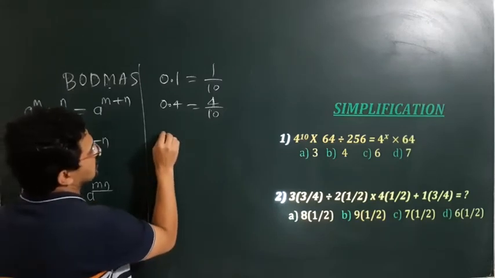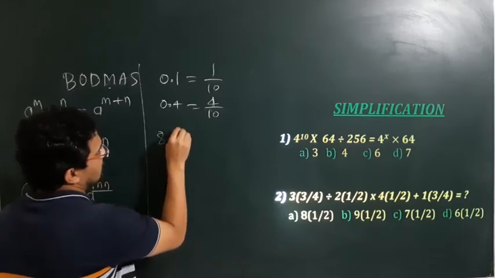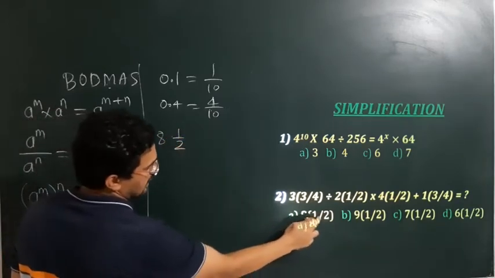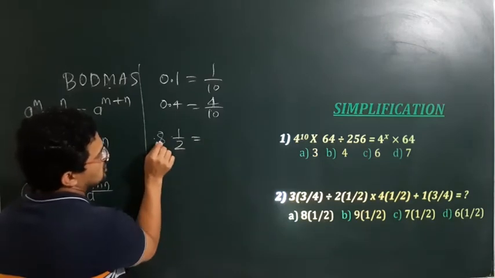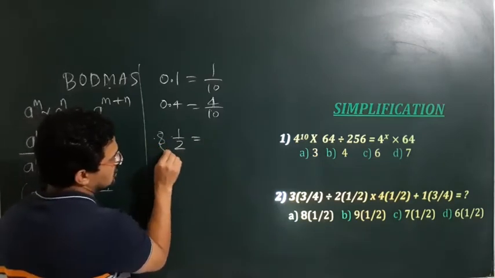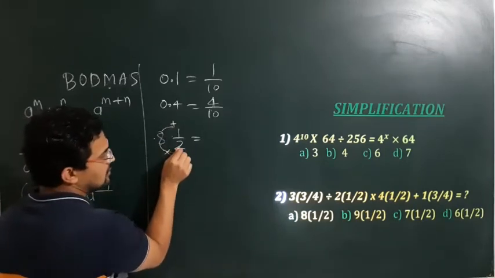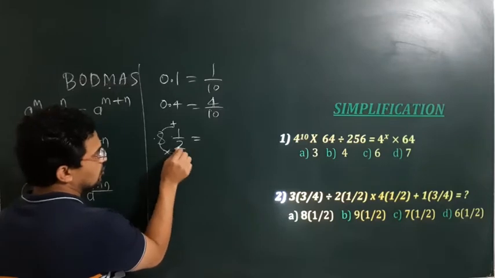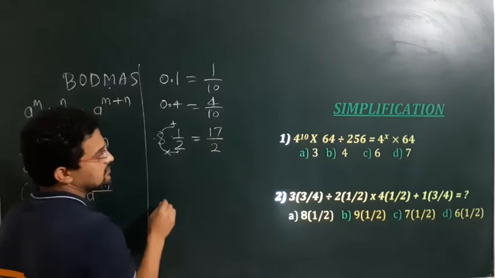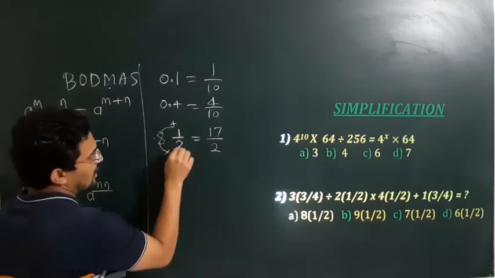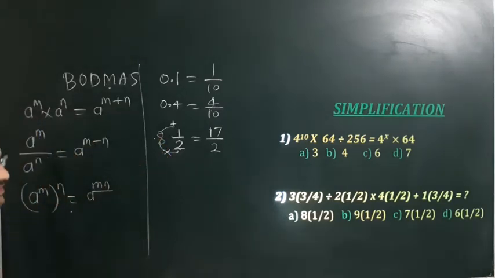Now, if the number is written as 8 and a half, you just multiply 8 by 2 and then add 1. That means 2 eights are 16, 16 plus 1 is 17, divided by 2 as it is. So 8 and a half can be written as 17 by 2. This is the simplification rule.